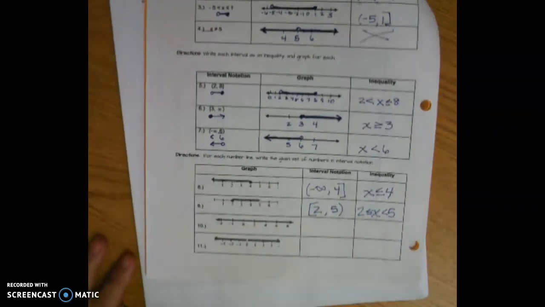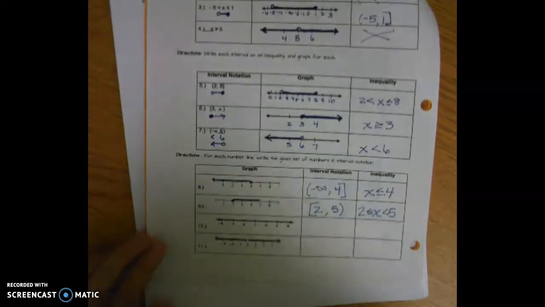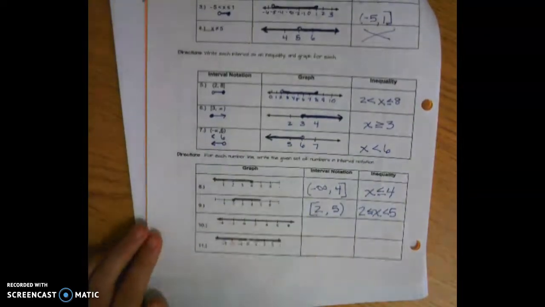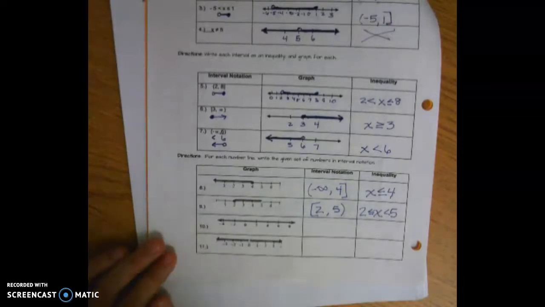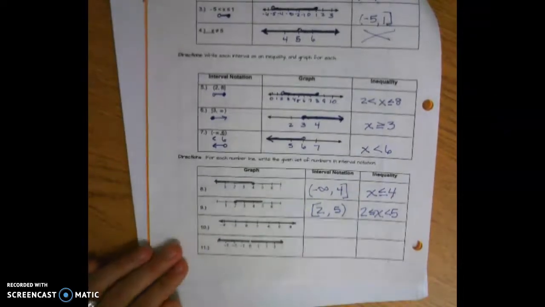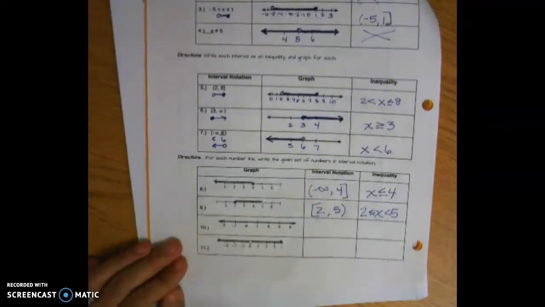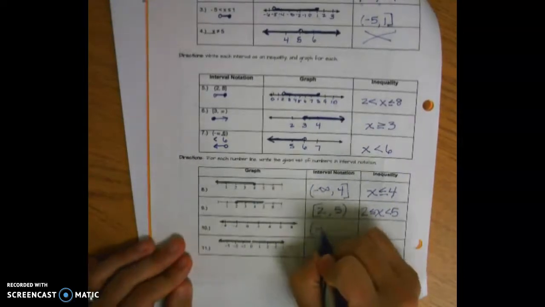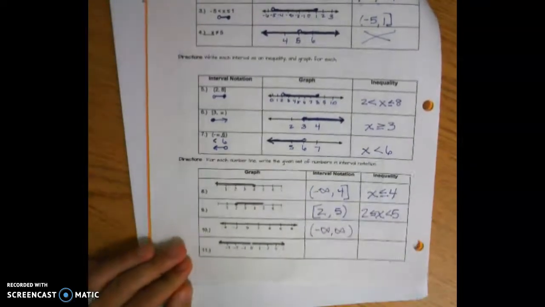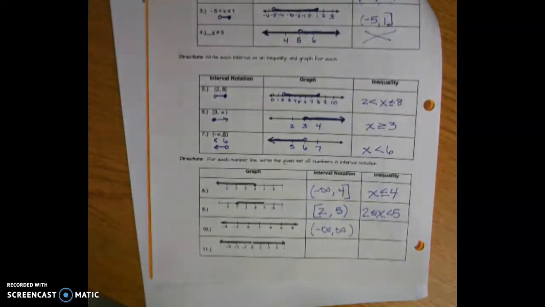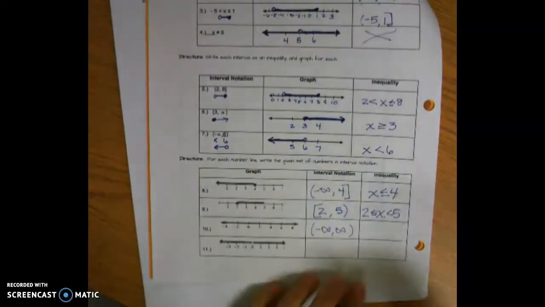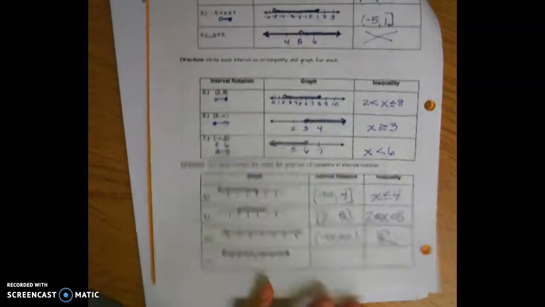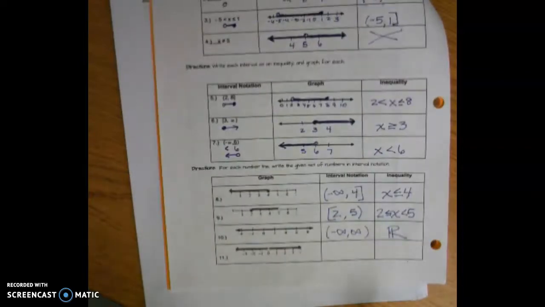Okay, number 10. I don't know if you can see that well with the photocopy. In the picture online, it's a red number line. Everything is shaded in. So the interval notation for this, x is everything. So we say it's everything from negative infinity to infinity. And then the inequality, if you think back to when we had all real numbers as solutions, we can write that big R to say all real numbers are solutions.